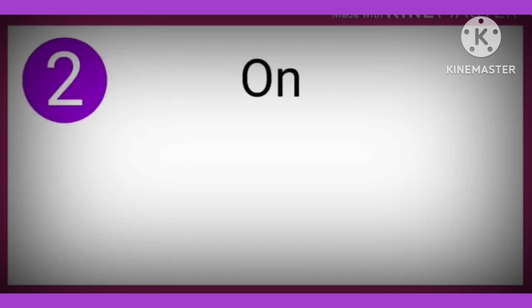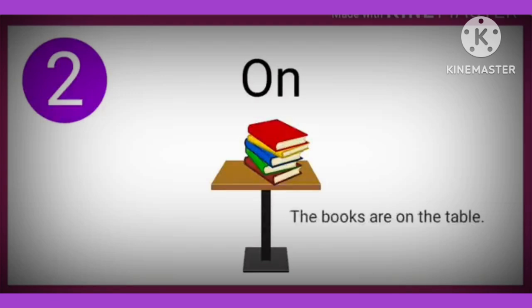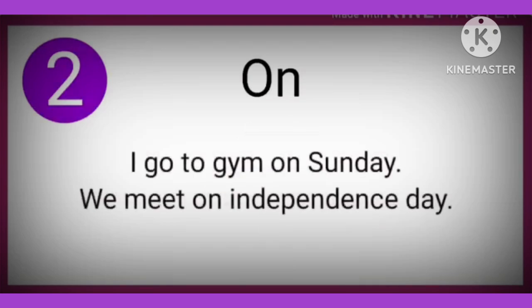Next is: on. On to Hindi mein hum log dekhte hain to Hindi means on. Look at all these examples. This is a table and these are the books. You can simply ask, where are the books? Then you can reply, the books are on the table. The books are on the table.